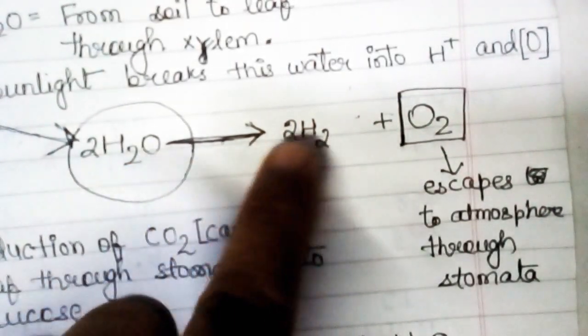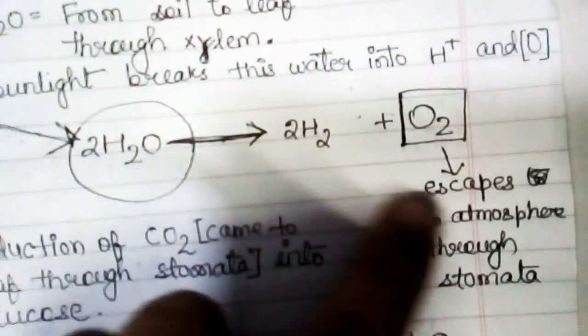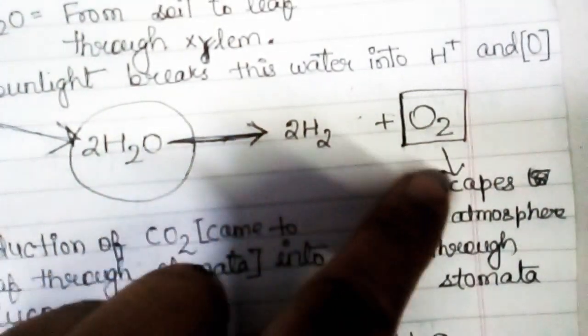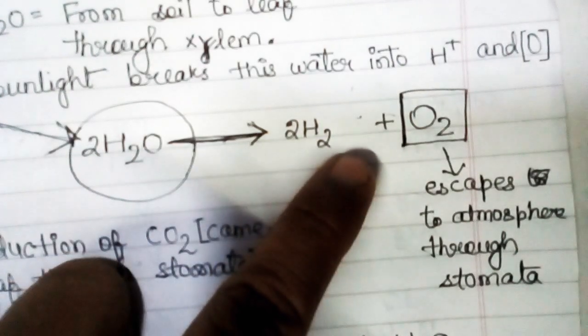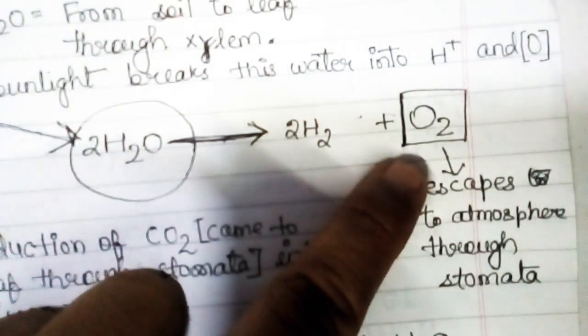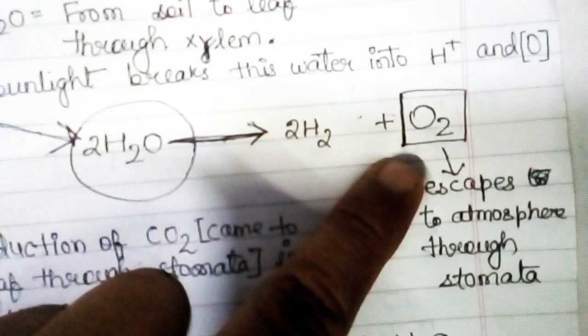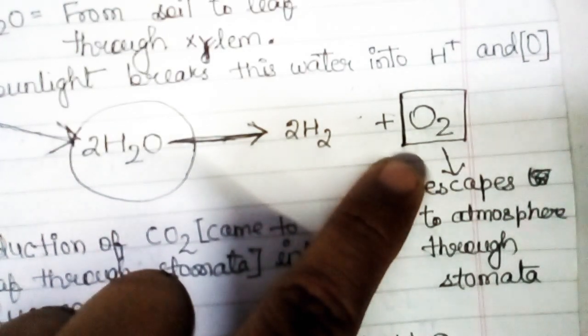This reaction occurs inside the leaf. So we say that leaves give oxygen. That's why we should plant green plants.